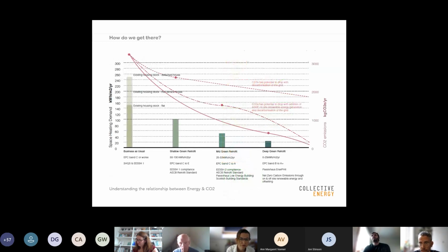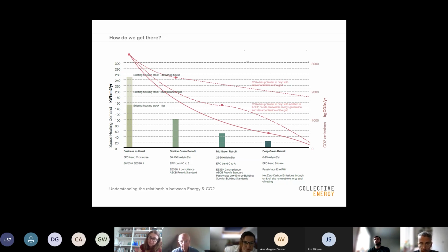So how do we get to net zero? What we're trying to show in this graphic is some of the relationship between CO2 and energy demand. Through our analysis, what we've been looking at is the degrees to which you might carry out whole house retrofits, and we've broken those down into shallow green, mid green, and deep green retrofit tiers, and assigned space heating demands relative to those based on current standards, EnerPHit and ACB Retrofit Standards. So at the moment, with the business as usual approach, you've got homes that have space heating demands ranging between 150 and upwards of 240. We're really wanting to get energy demand as low as possible because there's a direct relationship between heating demand and your CO2 emissions.